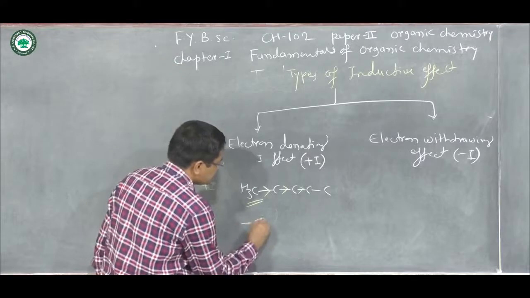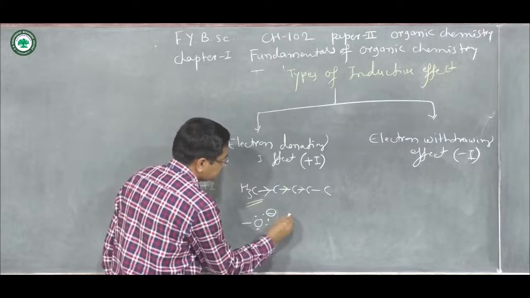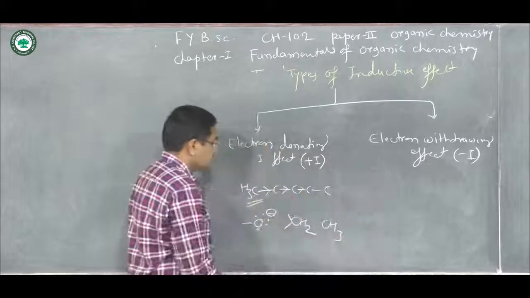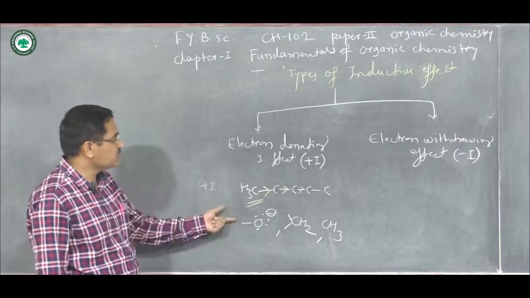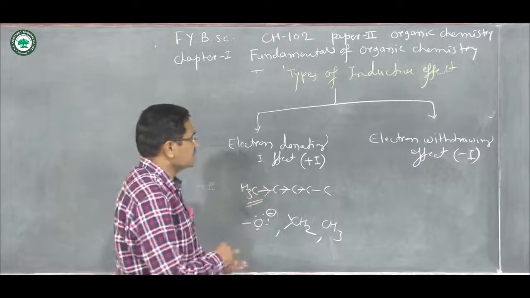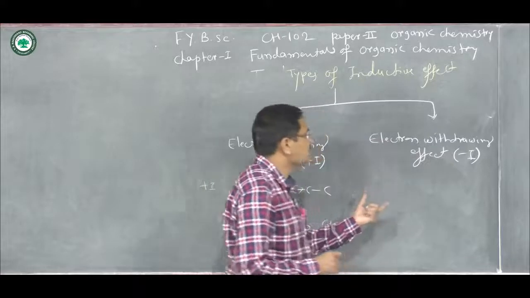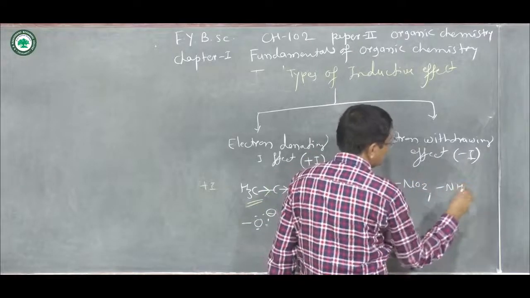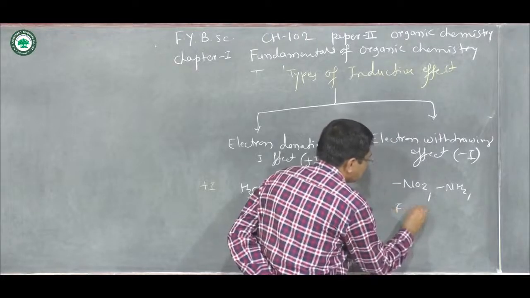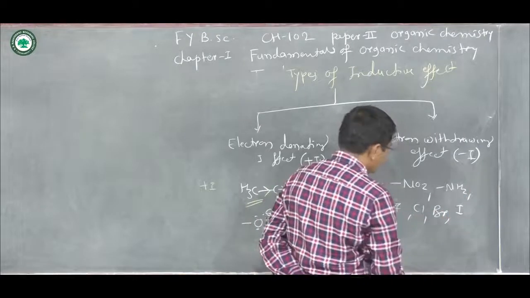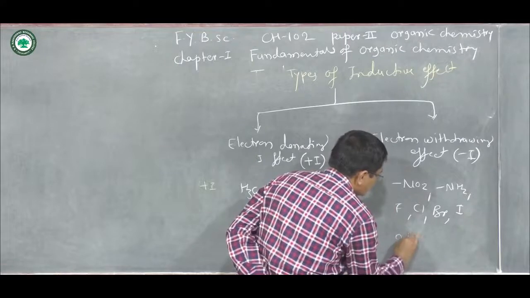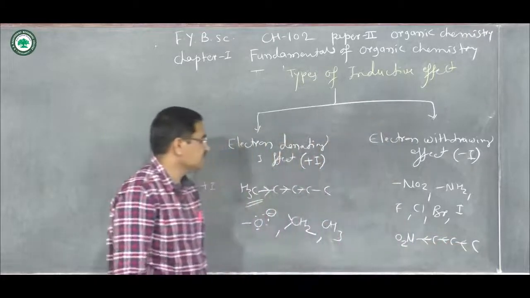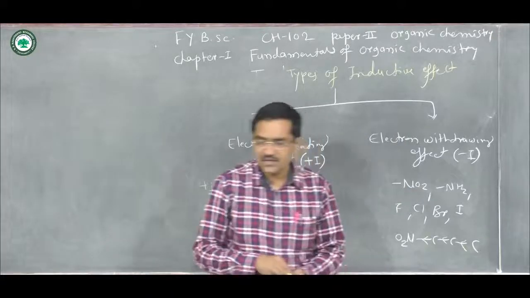Now there are some groups like oxide, then methylene group as well as methyl group. These are some examples of electron donating groups. Electron donating means it donates the electron to the carbon chain. There are also some electron withdrawing effect, that is minus I. Example, NO2, NH2, fluorine, chlorine, bromine, and iodine. Means here these groups withdraw the electron from carbon chain, and hence they are under the heading electron withdrawing effect.